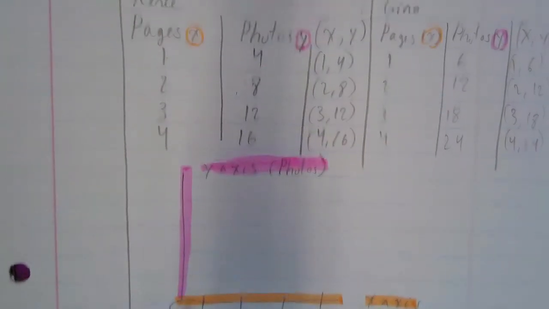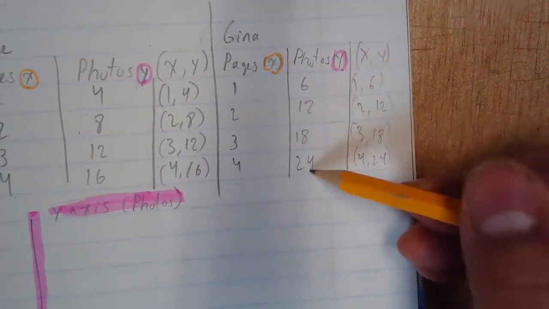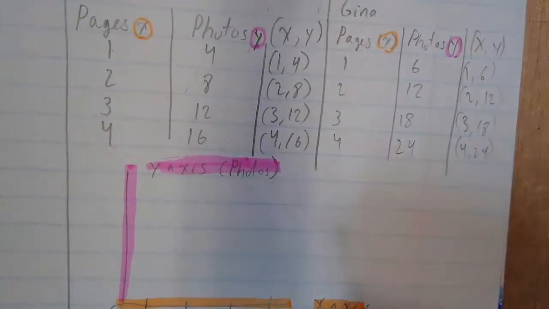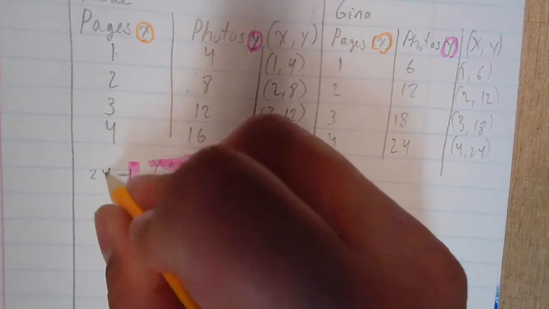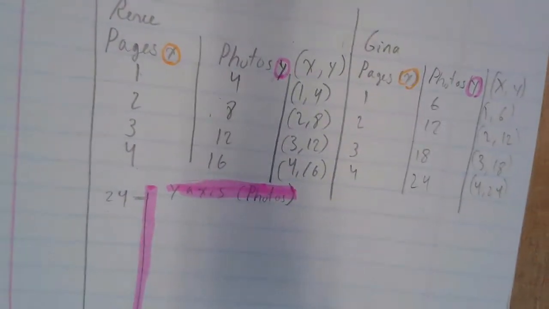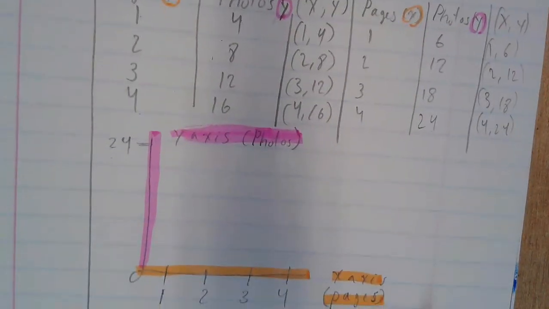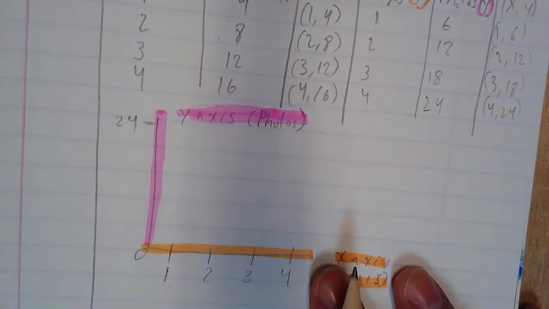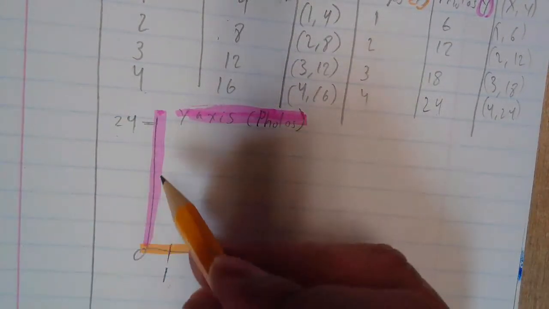Okay. Now I look at the y-axis. Here I go from 4 to 16. But here I go from 6 to 24. Oof. Okay. So my highest number is going to be 24. Ooh. You have choices here. Sometimes you have to go from 0 to 24. You're going to have to decide how you want to group this. How do you want to skip count this? Do you want to go by 2s, by 4s, by 6s, by 8s?